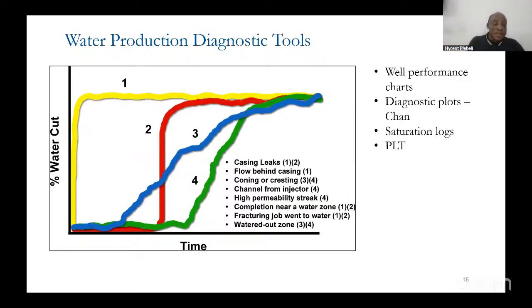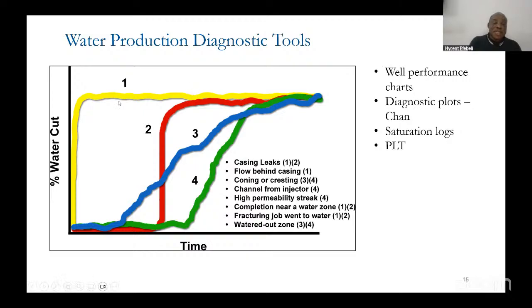So if you look at the first one, which is curve number 1, you see that as soon as we started production, water came into the well bore almost from day 1 and rose to maximum and stayed there, right? So if you see something like that, it will be casing leak. It could also be flow behind casing, right? It could be that you completed your well in water, in short.